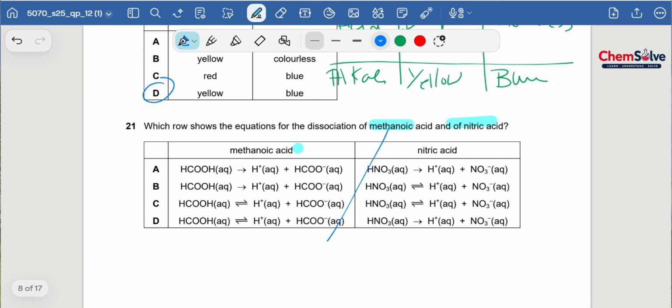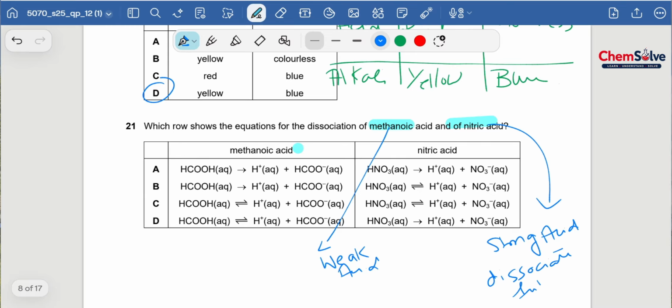Methanoic acid is a weak acid, and nitric acid is a strong acid. And we know that strong acids dissociate fully. They completely ionize in water. While weak acids partially dissociate in water.